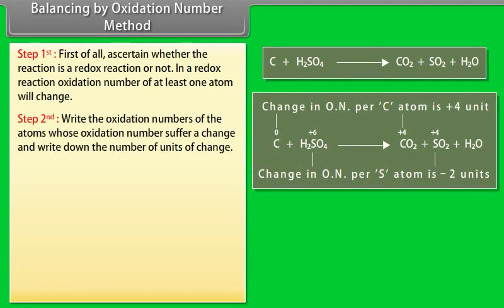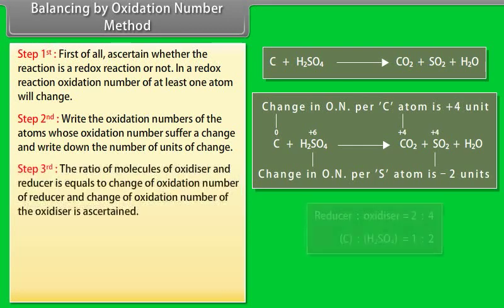Step second. Write the oxidation numbers of the atoms whose oxidation numbers suffer a change and write down the number of units of change. Step third. The ratio of molecules of oxidizer and reducer is equal to the change of oxidation number of reducer and the change of oxidation number of the oxidizer is ascertained. If the ratio is not a simple one, make it simple.